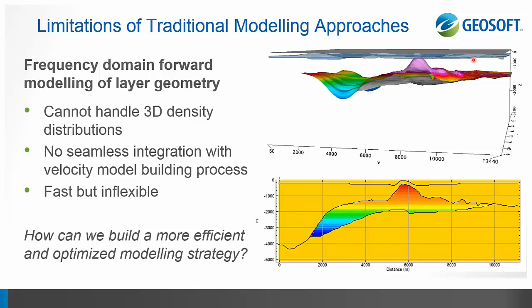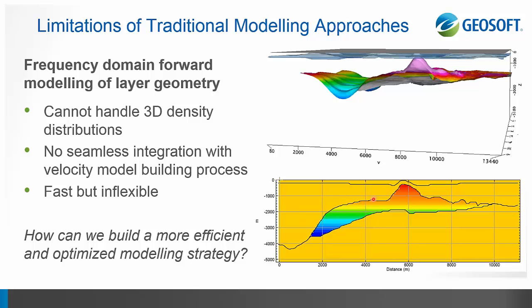Models are complex to build and usually require intensive manual intervention. For example, handling 3D density distribution is not straightforward. And it means that a 3D density distribution is often approximated by a vertical density depth function, as you can see in this example on the bottom right of the screen. The consequence is that it makes seamless integration with the velocity building process often more difficult. However, it also has some strengths. Calculations are done in the frequency domain, so it's a fast process.